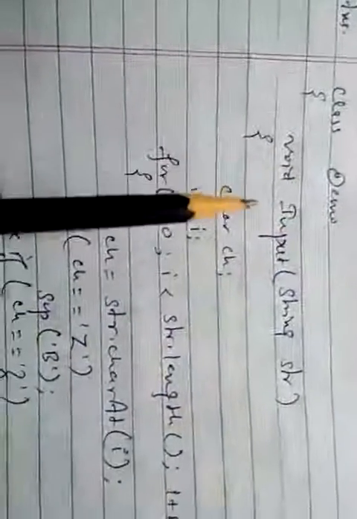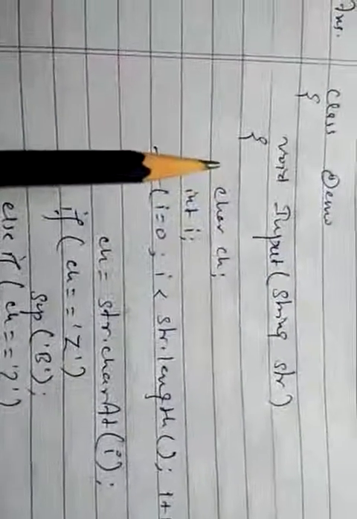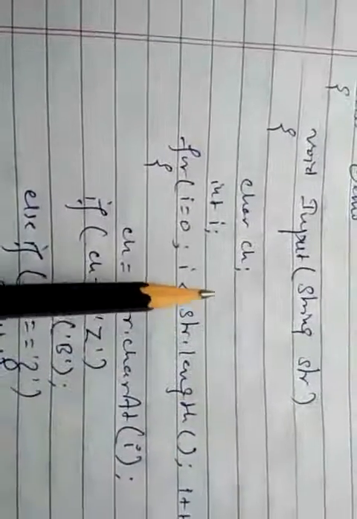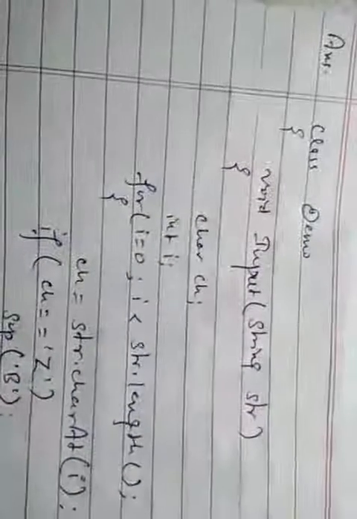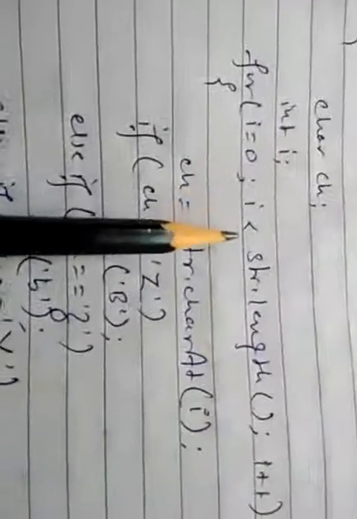So here is the solution for that. Class demo, void input, or we can also take public static void main String args, and we will input from the user in the form of a scanner. And now we are taking character ch, integer i, starting from 0, i less than str.length, i plus plus.